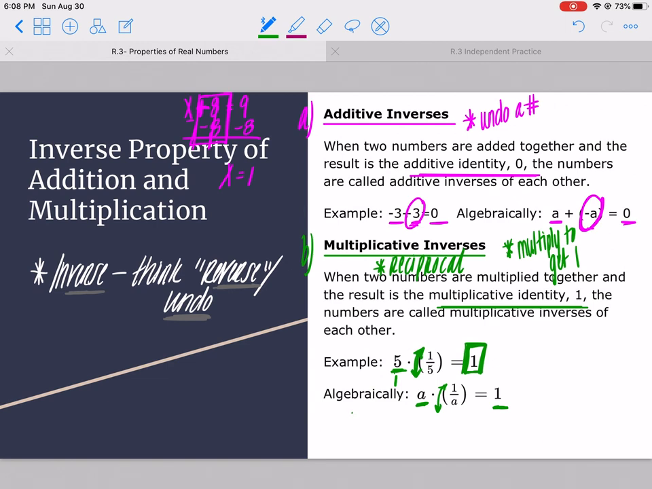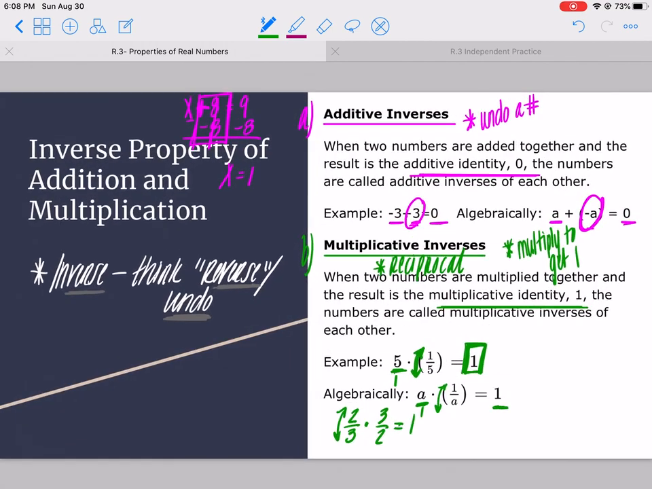Now, let me show you one other example. Let's say we take 2/3 and I want to find the multiplicative inverse. The reciprocal of 2/3 is 3/2, and that gives me 1. Okay? And I show you that because this example was a whole number to begin with, but remember, every whole number can be written as a fraction over 1.